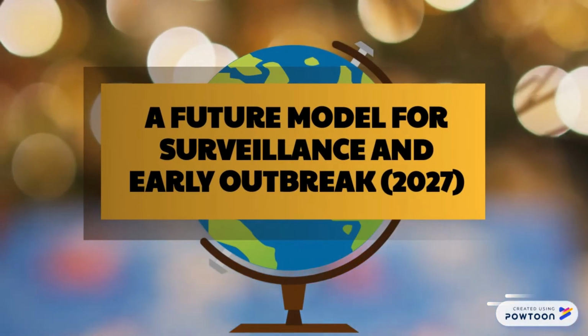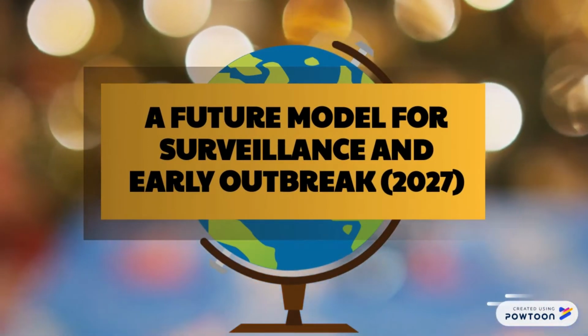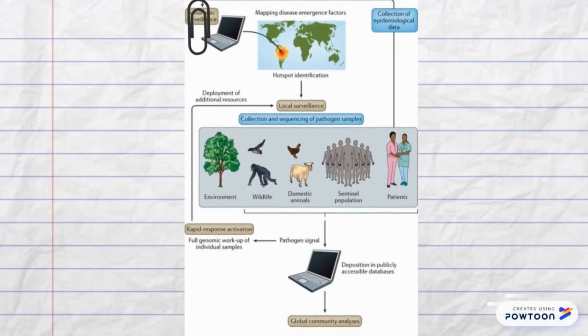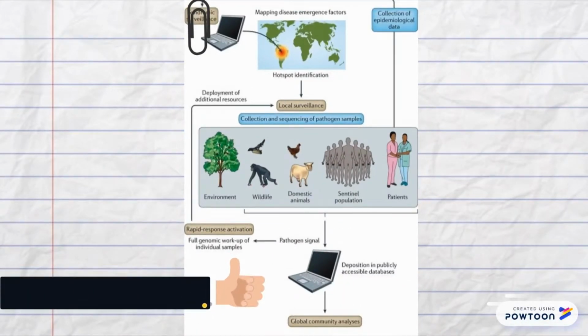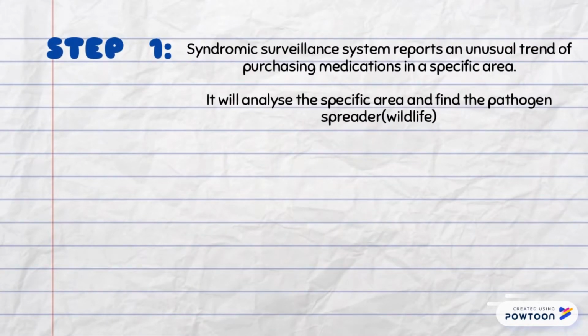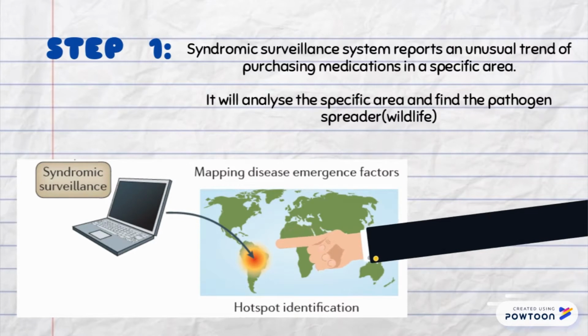Next, a future model for surveillance and early outbreak detection, 2027. This is the overall flow of the process. Step 1. The syndromic surveillance system reports an unusual trend of purchasing medication in a specific area. It will analyze the specific area and find the pathogen spreader.